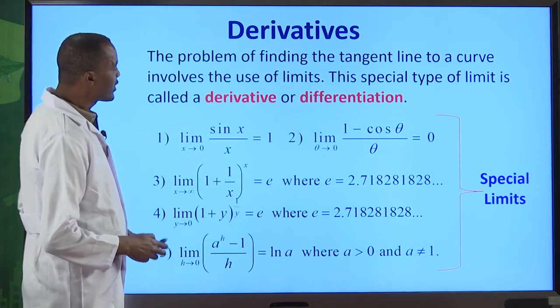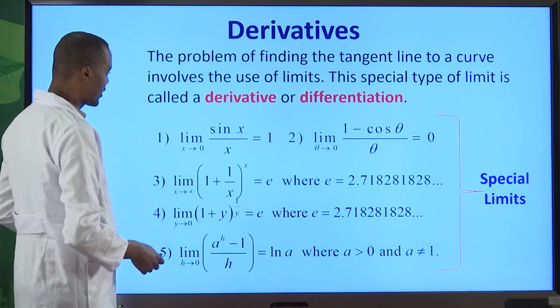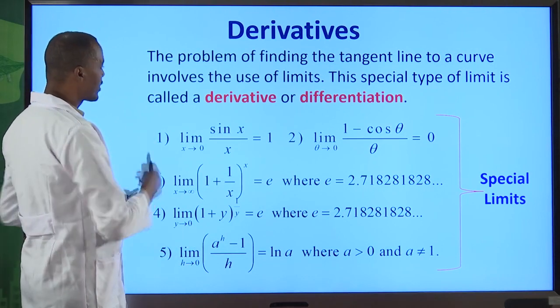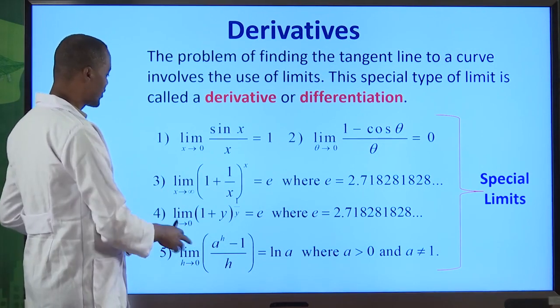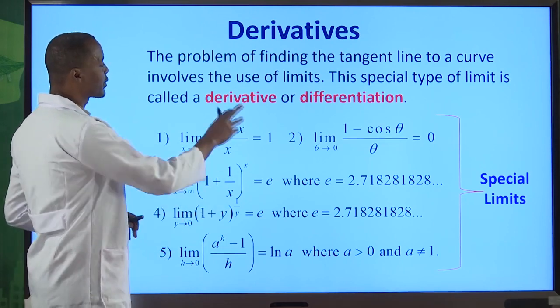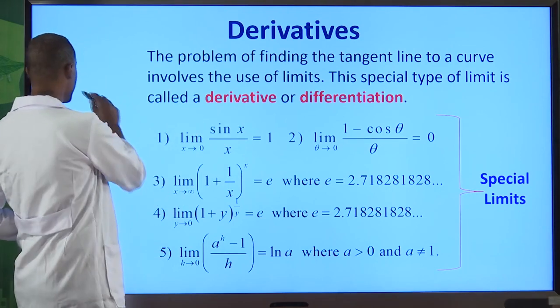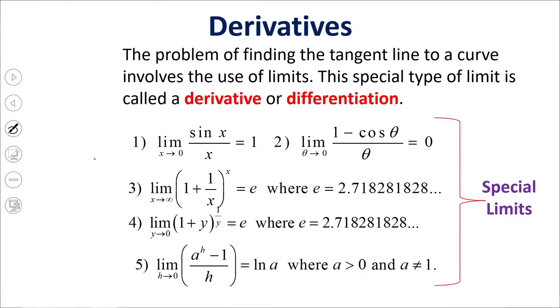The problem of finding the tangent line to a curve involves the use of limits, and in the previous tutorial we have seen that there are 5 special limits that are very important for the development of derivatives or for differentiation. So these are a quick reminder of what we have seen in the other tutorial.